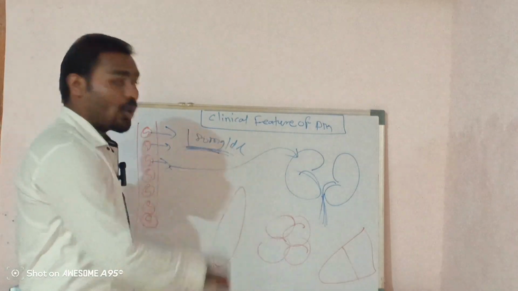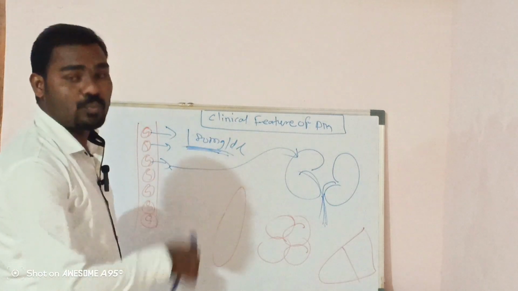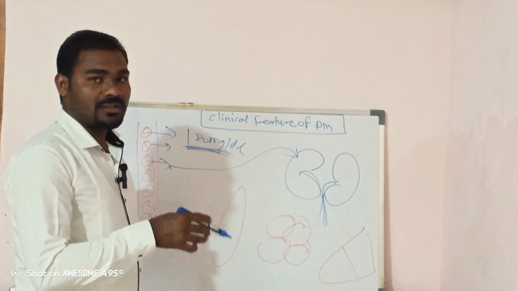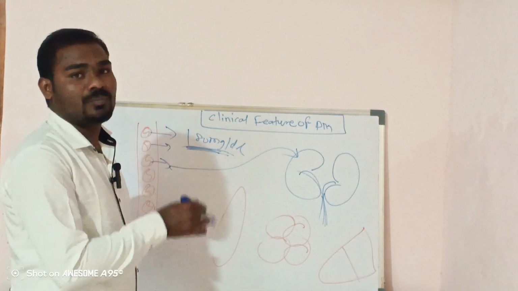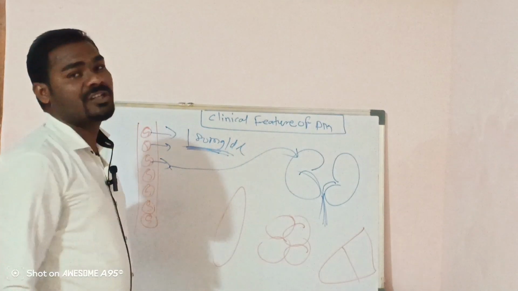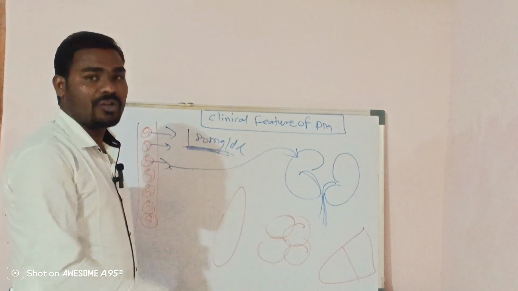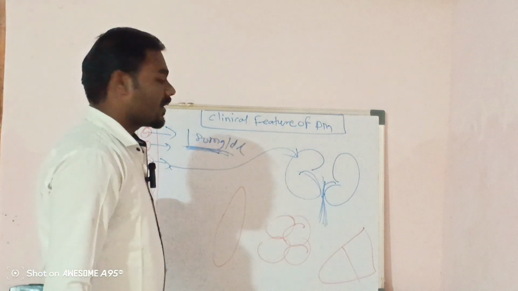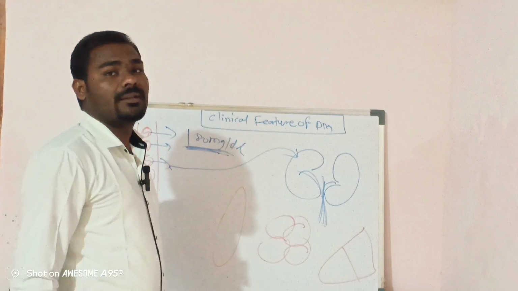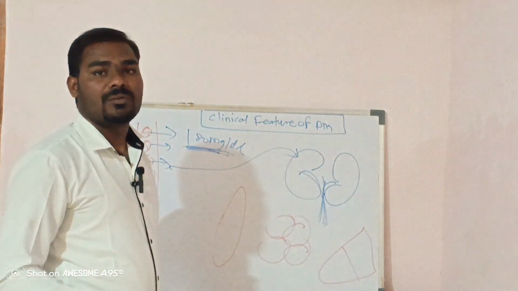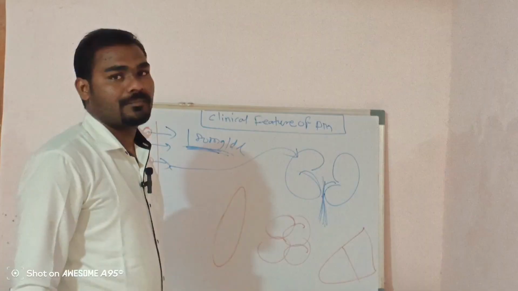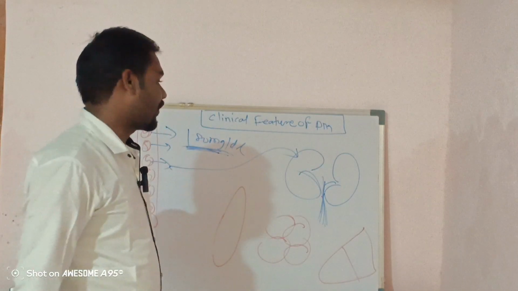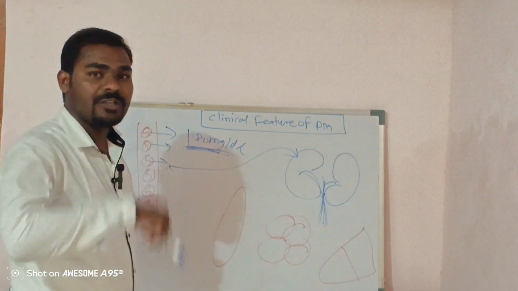Polyuria leads to polydipsia, because there is water loss from the blood. The blood becomes concentrated, and since there is water loss from the kidney, the thirst center in the brain gets activated, and we feel like drinking water. That is, there is a feeling of drinking water. This is how polydipsia occurs.